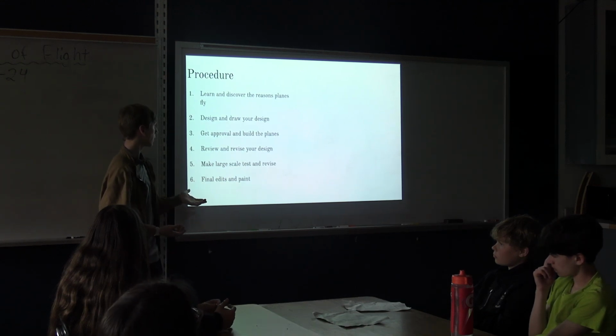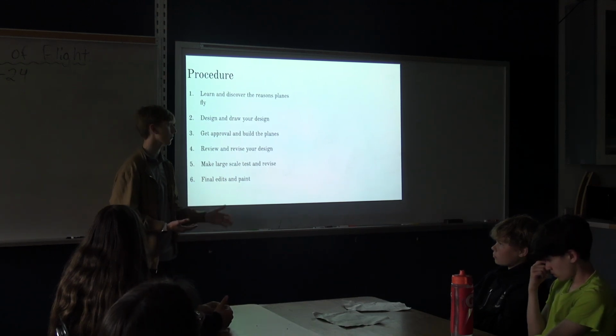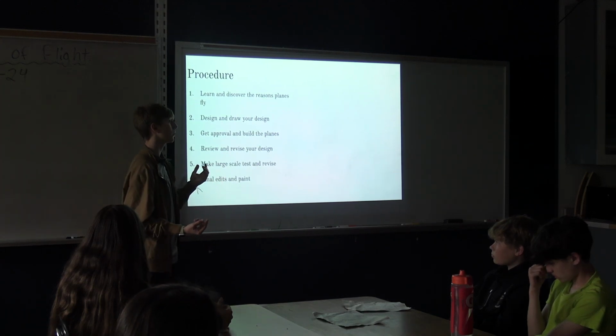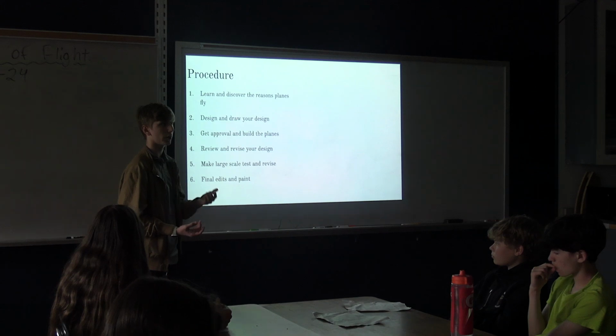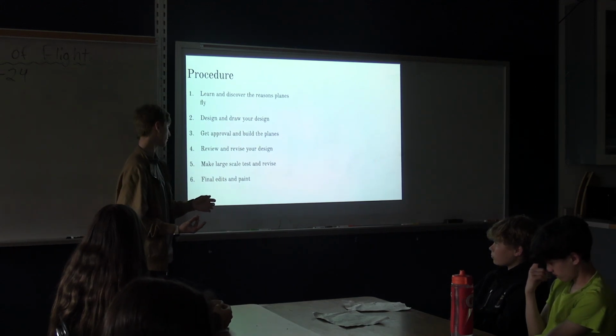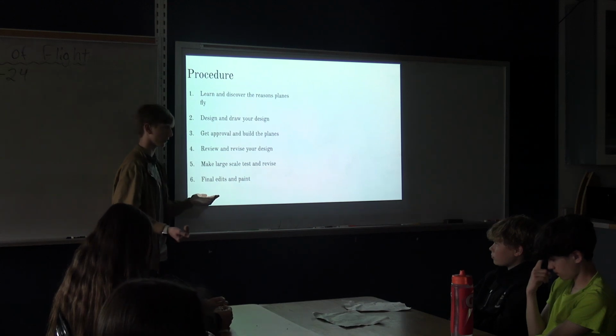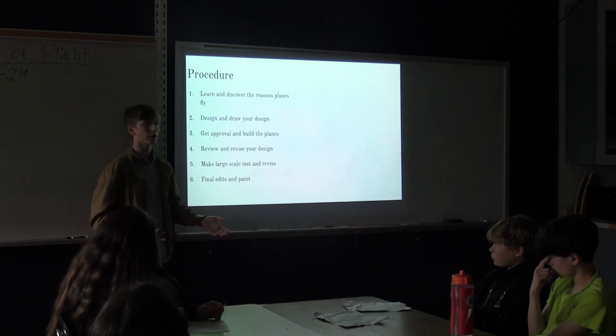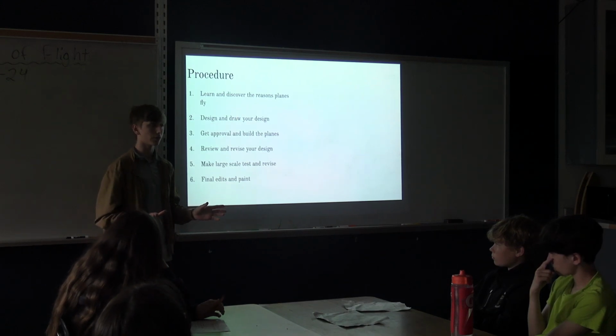And then fifth is to make your large scale. This is the plane that will actually carry the weight, and you test and revise this one. You'll only have 1 test flight with this plane to make your edits and revisions. Finally, this is for your artsy people, final edits and paint. You will be allowed to paint your aircraft within reason.